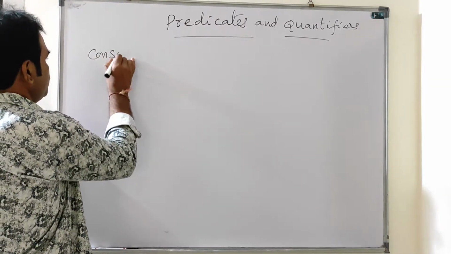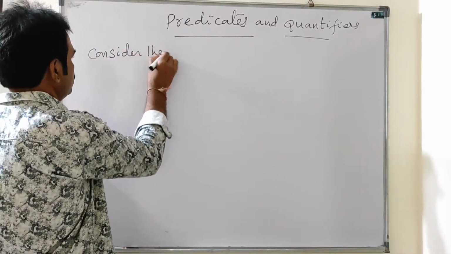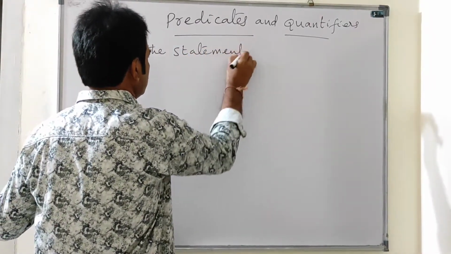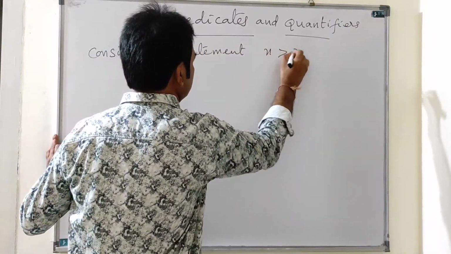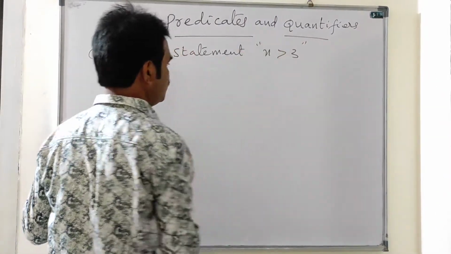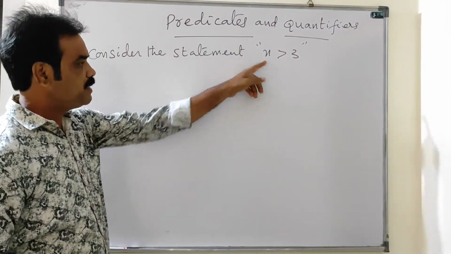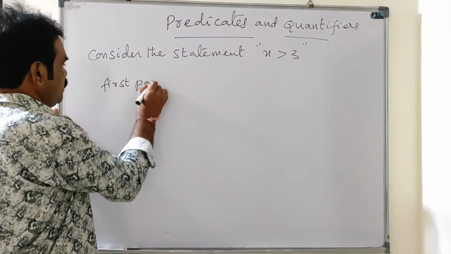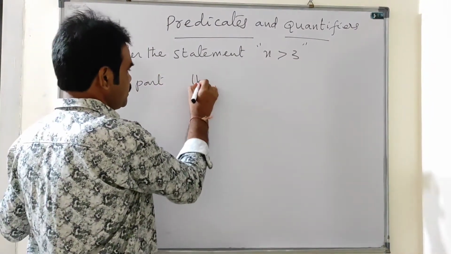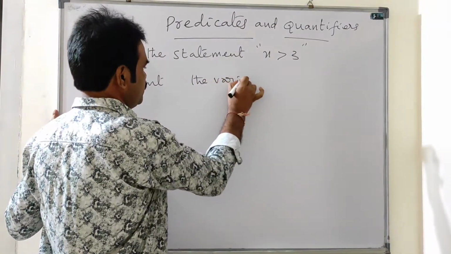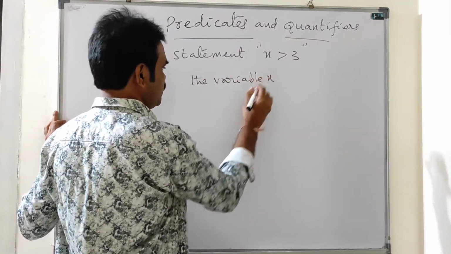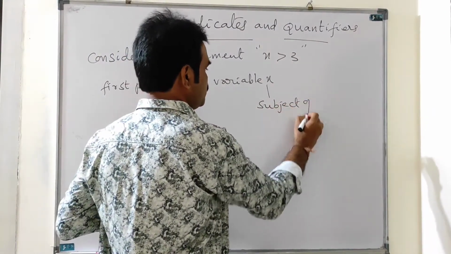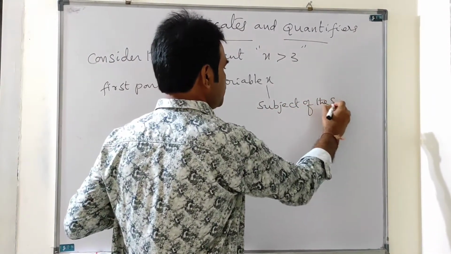Consider the statement x is greater than 3. Now this statement has two parts. First part is the variable x. This is called the subject of the statement.